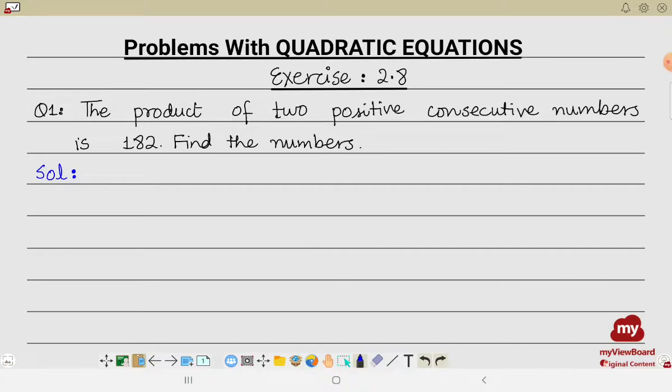In this video, we are going to solve word problems related to quadratic equations. Let's read out the question. The product of two positive consecutive numbers is 182. Find the numbers. First of all, we need to know what consecutive numbers are.